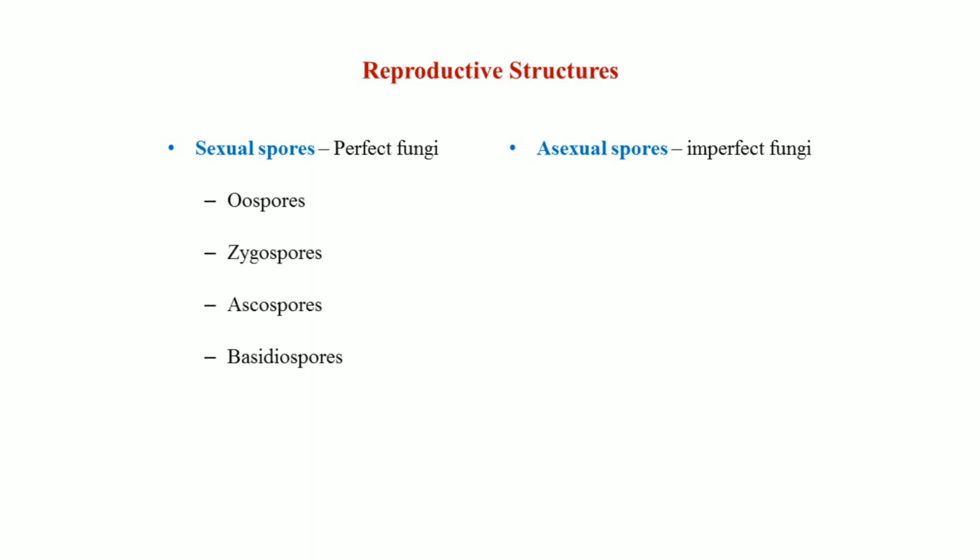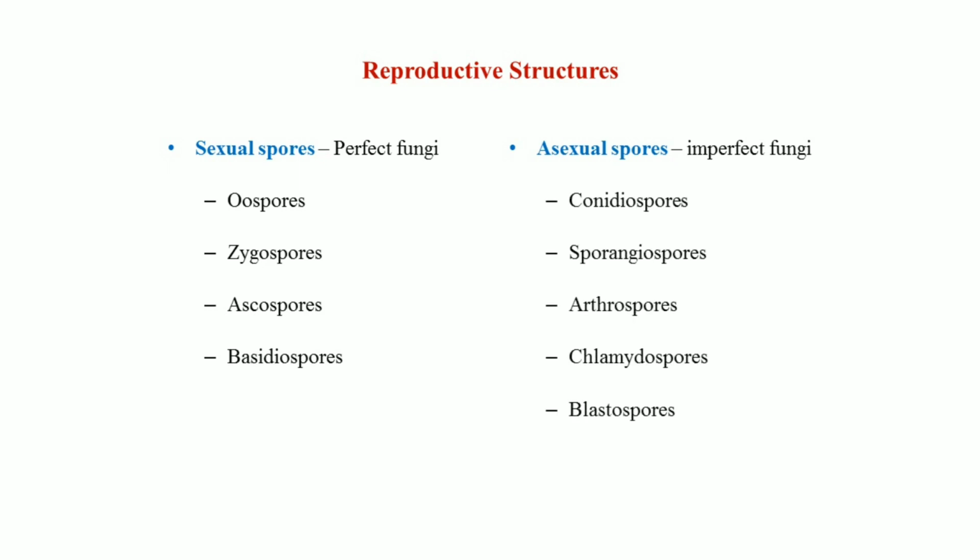Reproductive structures. Those fungi producing sexual spores are known as perfect fungi, and those that do not have a sexual phase are known as imperfect fungi. Examples of sexual spores: oospores, zygospores, ascospores, basidiospores. Asexual spores include conidiospores, sporangiospores, arthrospores, chlamydospores, and blastospores.